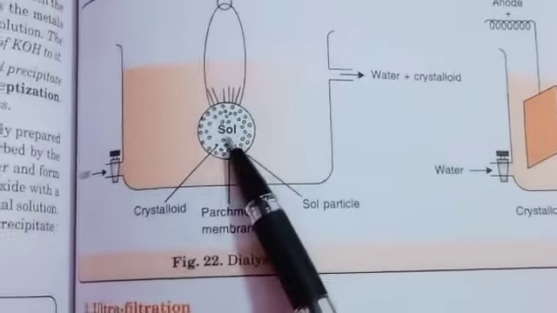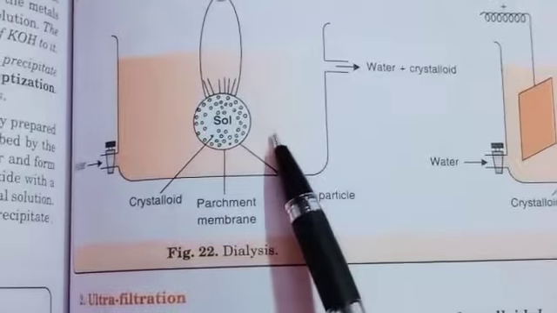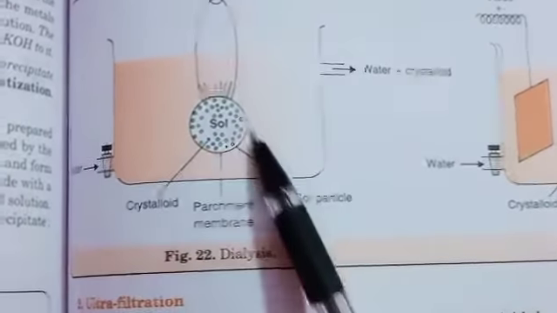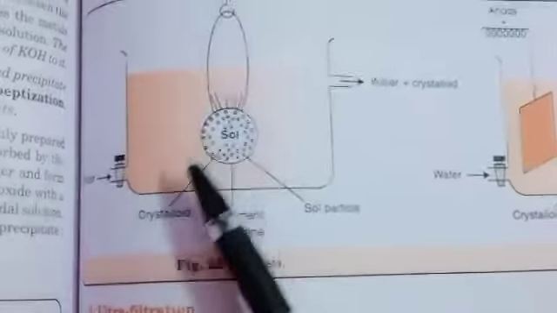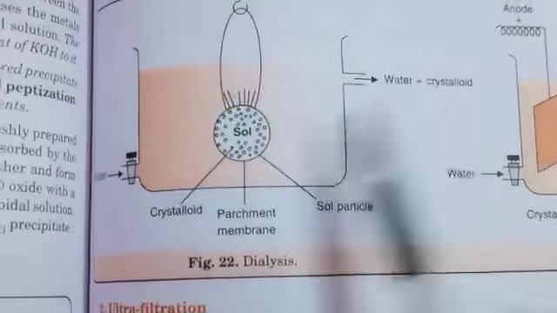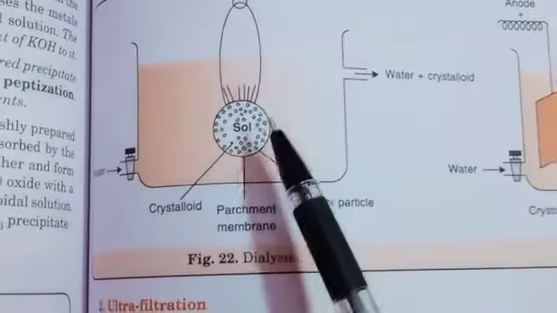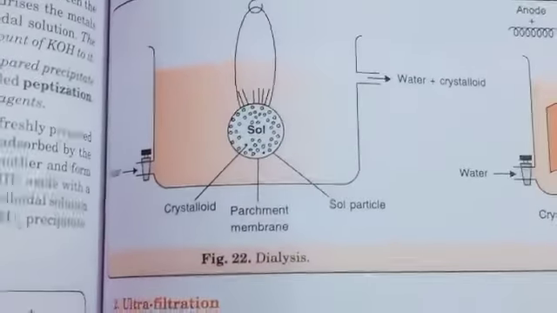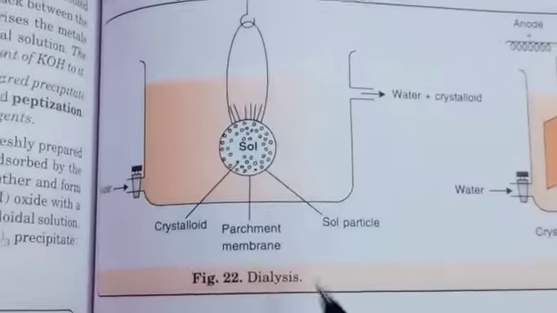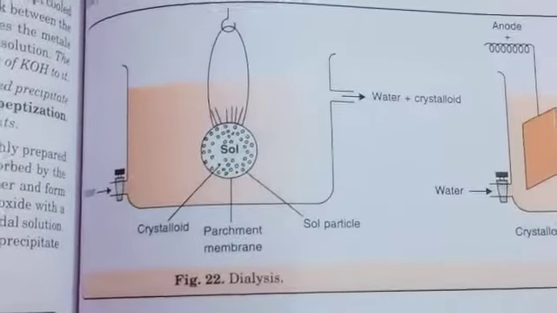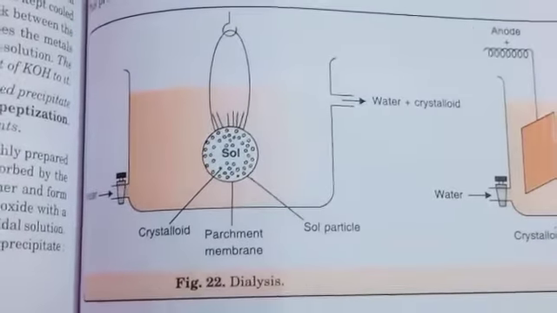ये बाहर नहीं आ सकते, but crystallite particles can move, okay, pass through this membrane, so they will move along with water, okay, and you will get pure colloidal solution. Okay, now but in this one 12th class, this process is very slow. ये आपका very तो मतलब this process is actually a slow process.